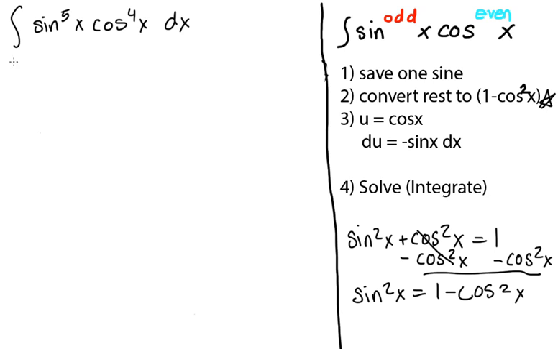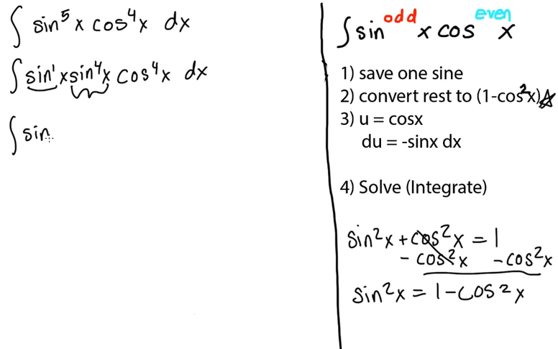Okay, so we're going to save one sine. So we saved one sine, and we're going to convert the rest to 1 minus cosine squared x. But in this case, we have to watch out because this is sine to the fourth x. So sine to the fourth x, I'm going to write it on the side.